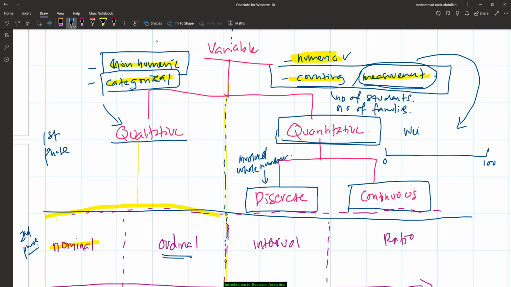Let's say weight, height, lagi apa? Money. Semua ni numerical lah, right? Yang ada point, yang ada decimal point, let's say 12.5, sales price, semua tu numerical lah yang kita boleh measure, right? Continuous quantitative variable. So, understand.